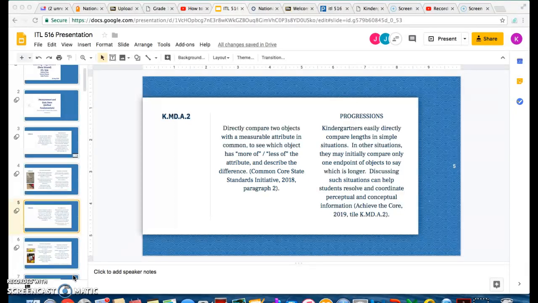Then, give students a piece of string and have them find objects that are the same length of the string. Students can move to measuring with non-standard units of measurement, like we described earlier, such as using links or Unifix cubes.